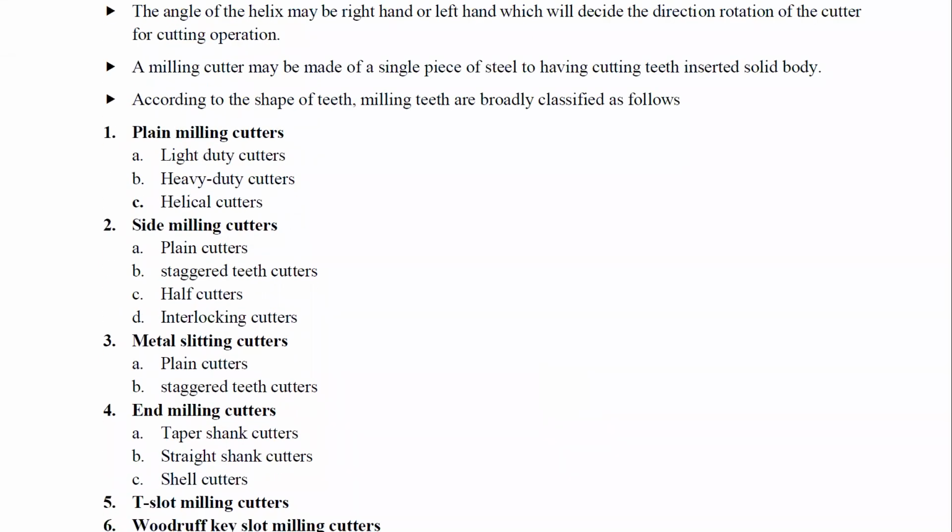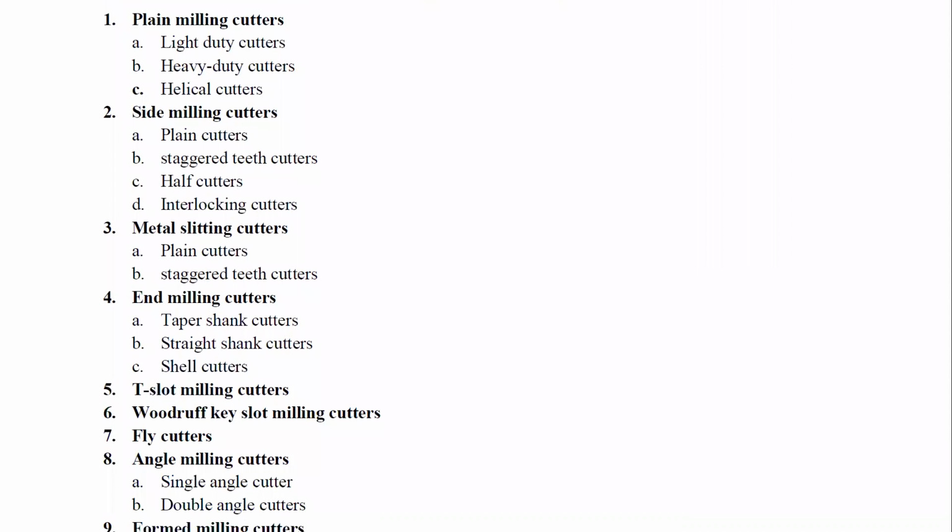If we start off with the plain milling cutter, based on the type of use, we have light duty cutter and heavy duty cutter. These are the straight parallel teeth cutters, while the helical cutters are separate, in which the left or right helix can be used. A second type is the side milling cutter. There is plain cutter, staggered teeth, then half cutter, interlocking cutter. Then you can search specific images of these cutters so you can know what is the difference between these cutters.